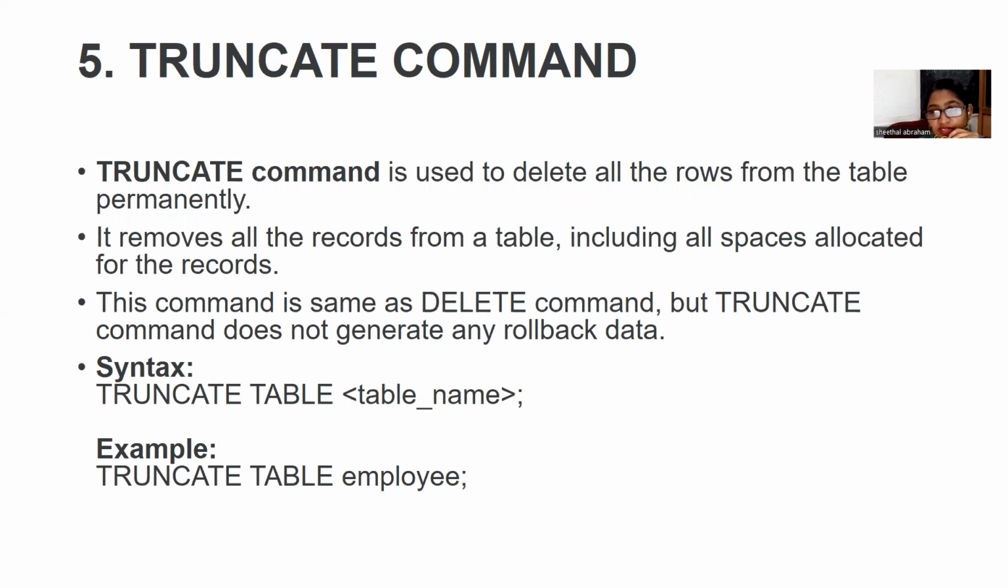Then we'll be having the truncate command. The truncate command is used to delete all the rows from the table permanently. It removes all the records from a table, including all spaces allocated to the records. And what is the difference here?